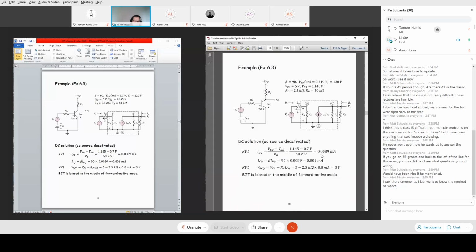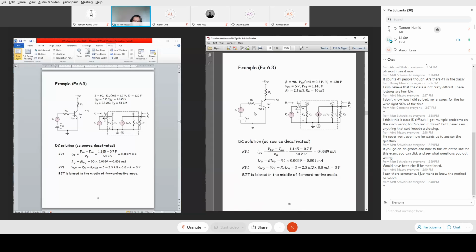And we assume this works in the forward active mode. So then the collector current equals beta times the base current. Beta is 90 times this IBQ, which gives you about 0.8 milliamps. So it is 90 times larger. And how do we figure out the quiescent point, or the voltage drop between the collector and emitter, which is VEC at the quiescent point?